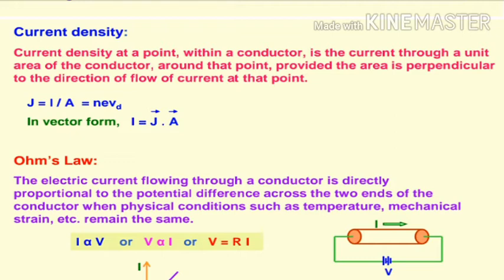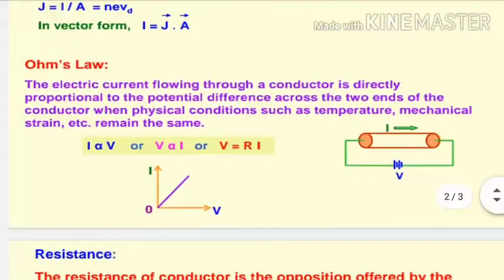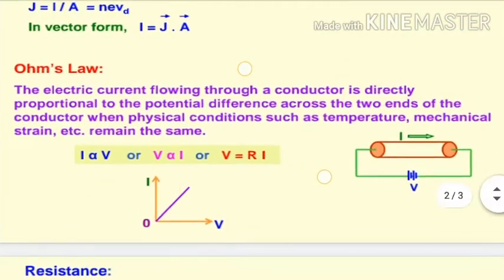In vector form it can be written as I equal to J dot A, because vector J is a vector quantity, it means current density is a vector quantity, area is also a vector quantity that can be represented by vector A, and the dot product of two vectors can be expressed as a scalar quantity, that is electric current. So I equal to vector J dot vector A. Now come to the most popular law, that is known as Ohm's law. What is Ohm's law?